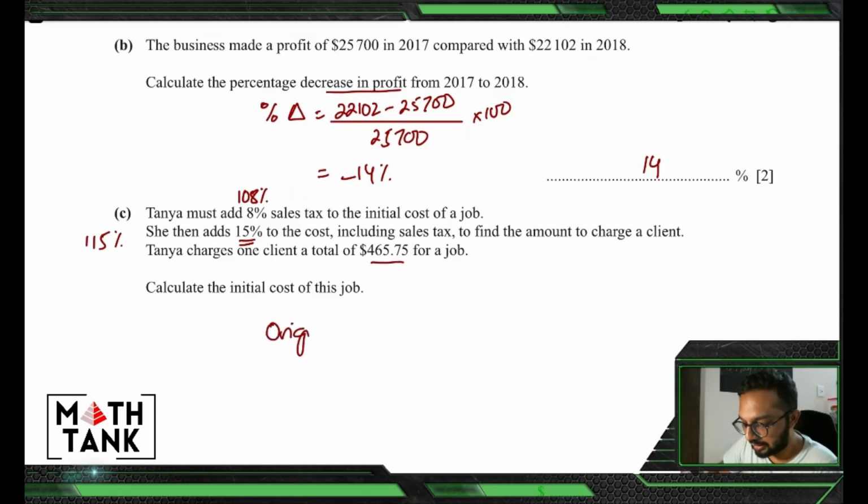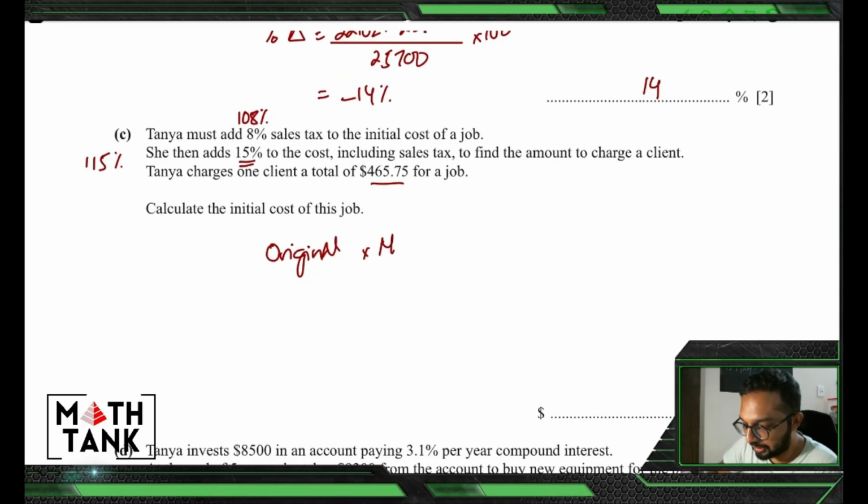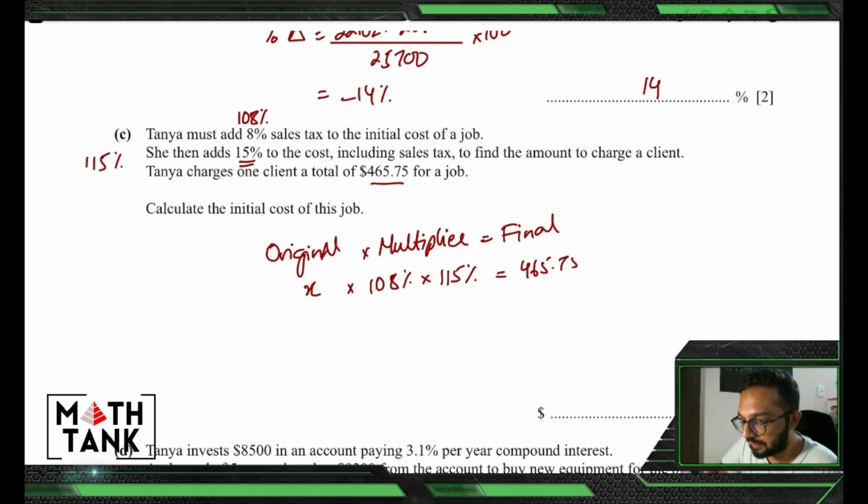So I'm going to write it like I wrote before. I don't need to show the examiner every calculation. I can just write it in one line and come up with the final answer. There's an original value that I don't know, the first multiplier 108%, a second multiplier 115%, and that gave her the final value 465.75. You can just do this on a calculator. You don't need to do anything manually.